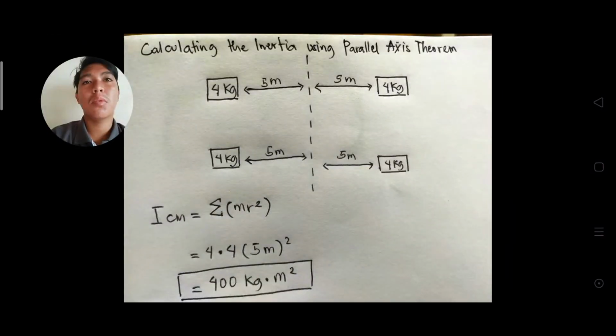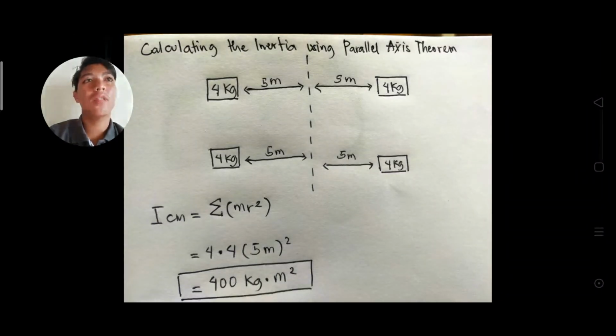And now we will calculate the inertia using the parallel axis theorem. Suppose we have 4 blocks. Each block has a mass of 4 kilograms. They are each 5 meters away from the axis of rotation. So now we will solve it.